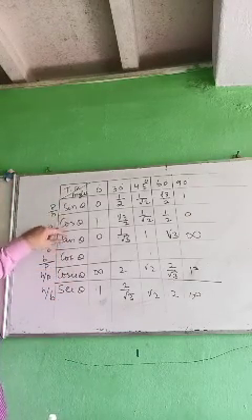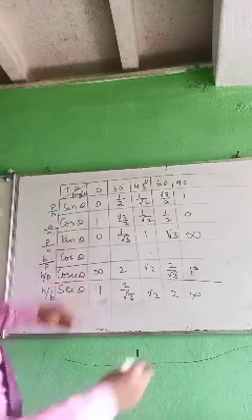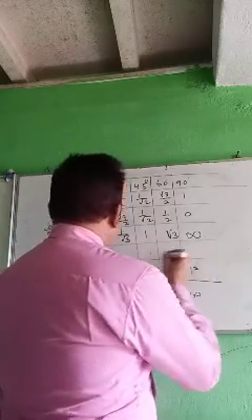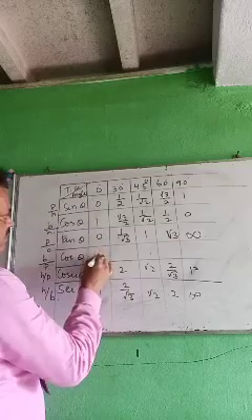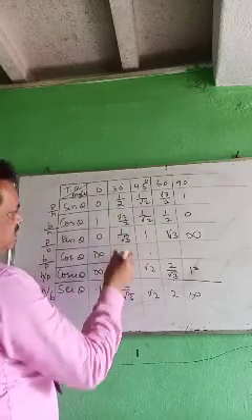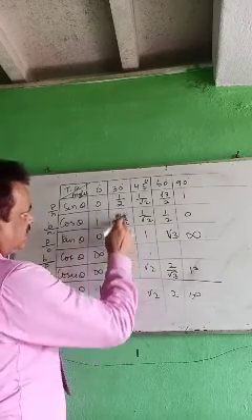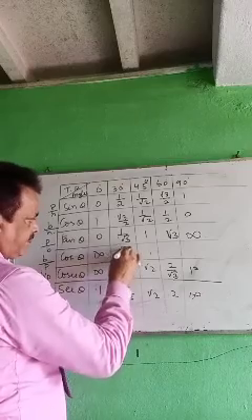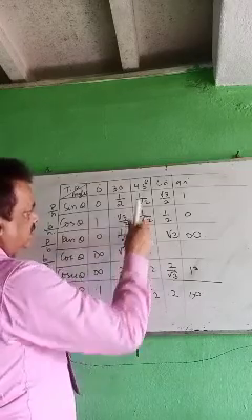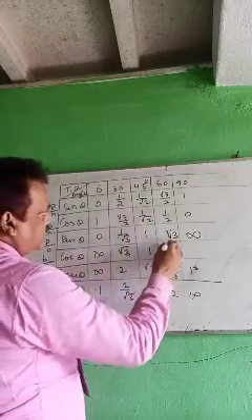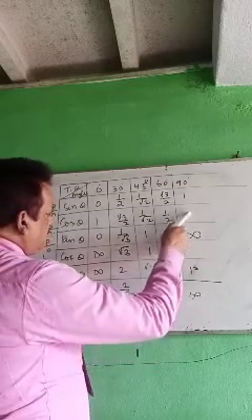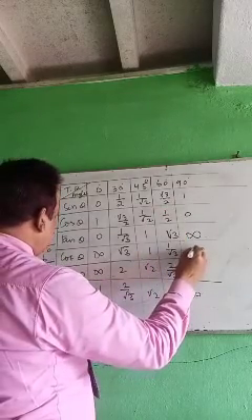Cot is cos by sine. Remember? Cos by sine. 1 by 0 is not defined. This by this is root 3, then 1, then 1 by root 3, and this by this is 0.